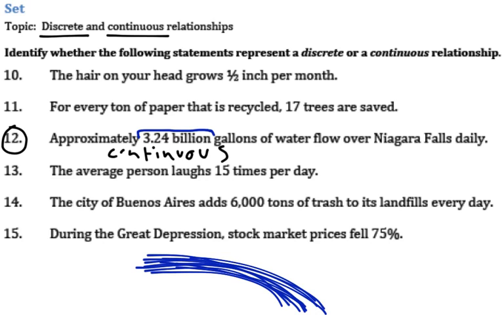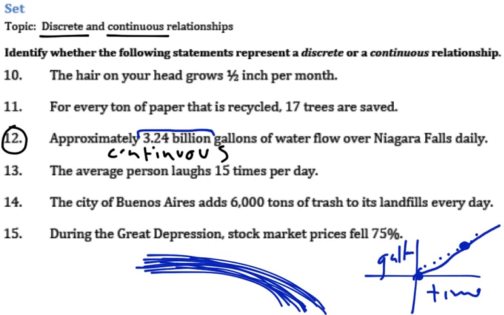I could measure per minute. I could measure per second. Okay, so basically, if you're thinking about the graph, if we were to graph the time and the gallons, one day it may be up here at 3.2 billion, and at the start of the day it would be at 0. But there's water flowing in between. That's what makes it continuous. We can connect the dots because there's nothing that stops us from doing that.